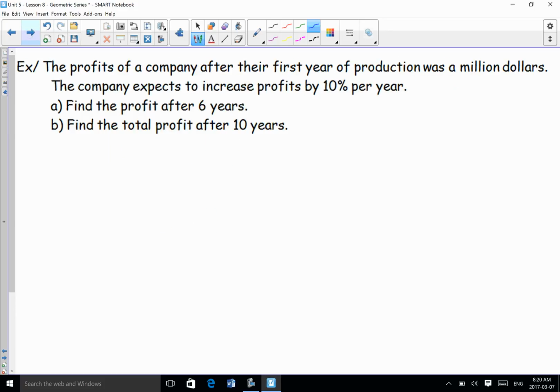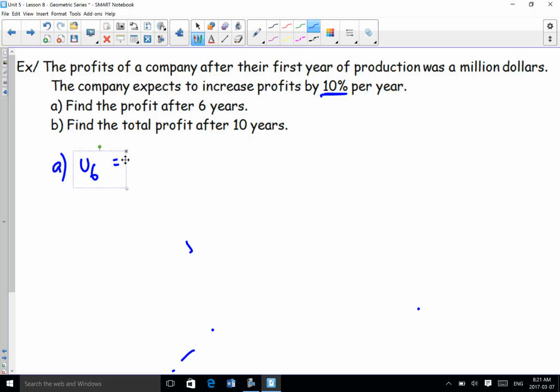Let's try another one. The profits of a company after their first year of production was $1 million. The company expects to increase profits by 10%. Oh, there's that percent again. Find the profit after 6 years. Okay, so is that a term or is that the sum of? The fact that it's saying after 6 years tells me it's a term thing as opposed to the total for 6 years. So I want to find u number 6.